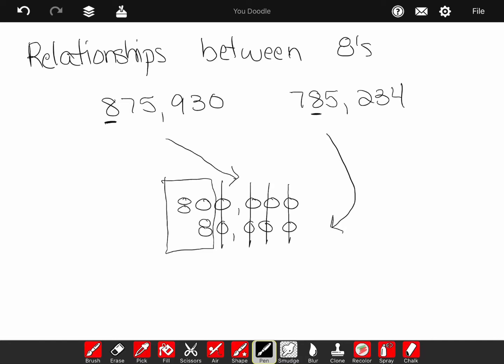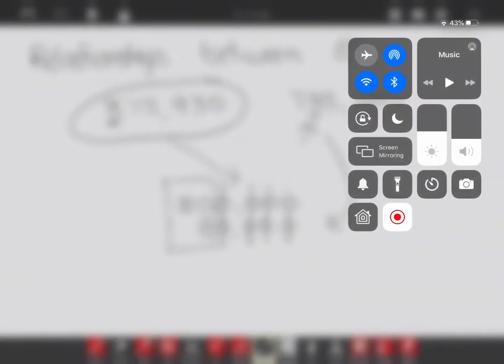Therefore, I know my number 875,930 has the value is 10 times greater for the 8 than the value in the number 785,234. So my answer should read, it is 10 times greater.